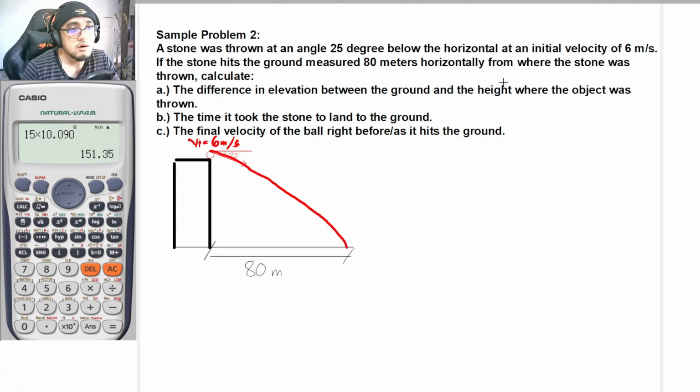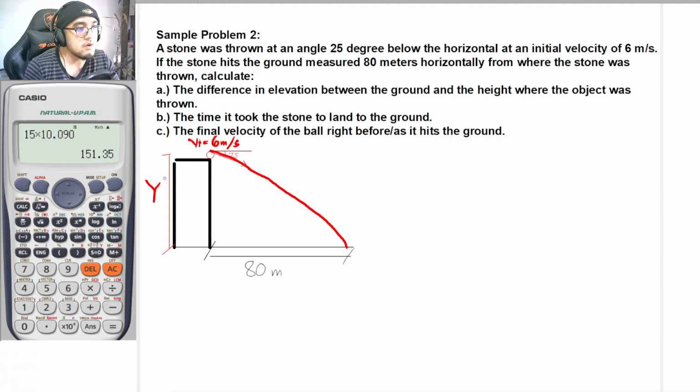According to this problem, for problem letter A, we would now be solving for the difference in elevation between the ground and the height where the object was thrown. So this is the value that we will be solving for, from this point up until the ground. This is equal to y, our vertical displacement y.